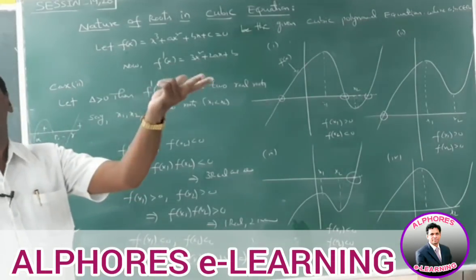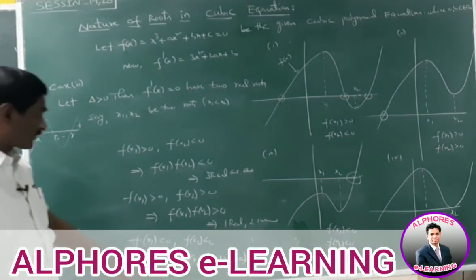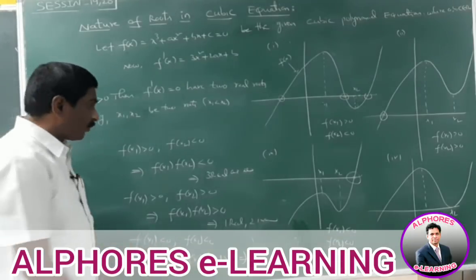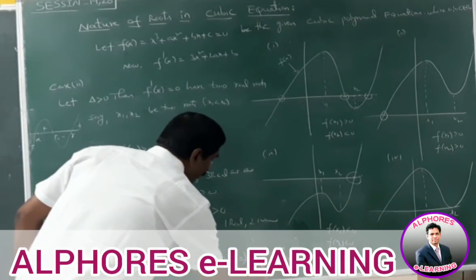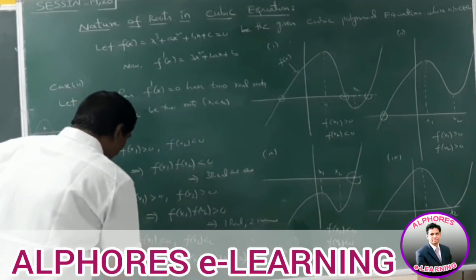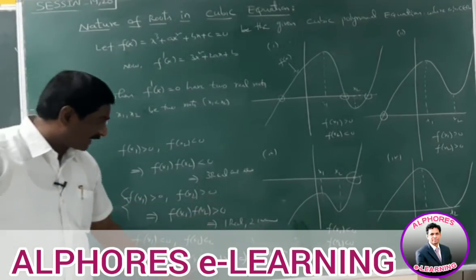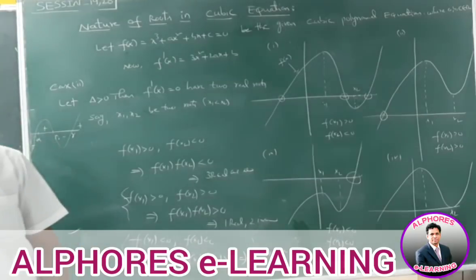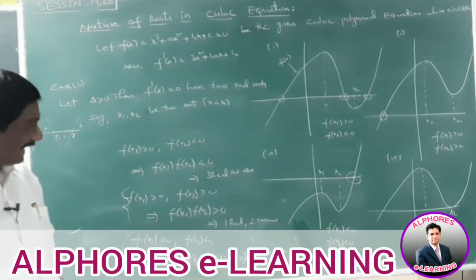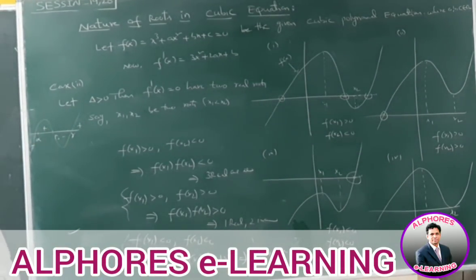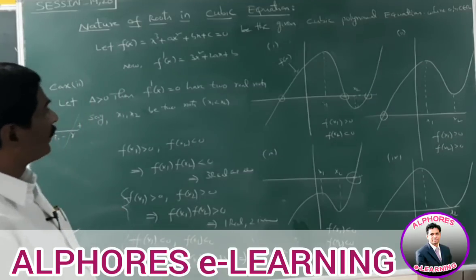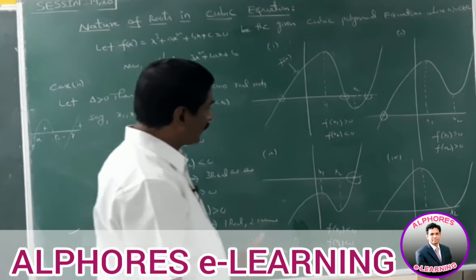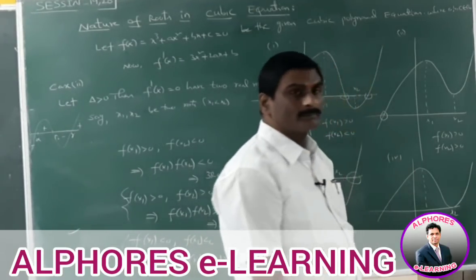The remaining are imaginary. If f of x1 into f of x2 is greater than 0, we get one real and two imaginary. These two are the same way. If f of x1 into f of x2 is greater than 0, one real, two imaginary. Here also f of x1 into f of x2 is greater than 0, we get one real and two imaginary. Next, fourth possibility.